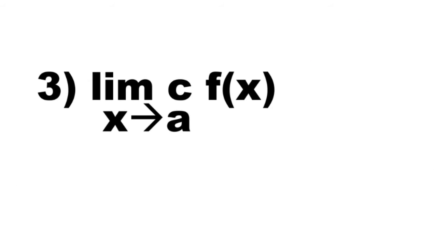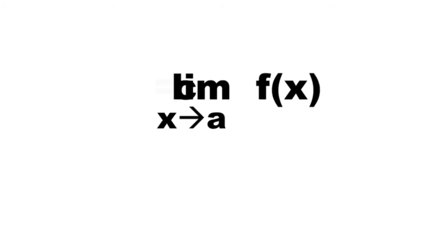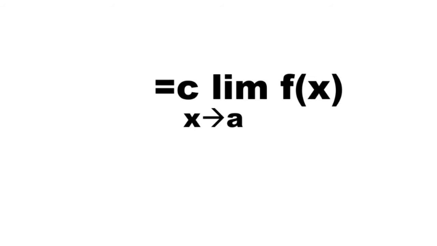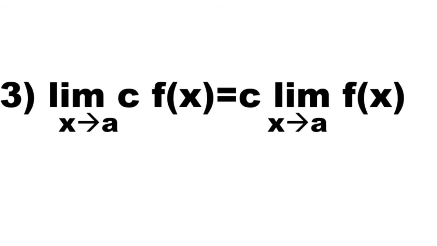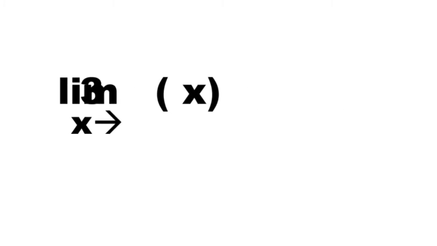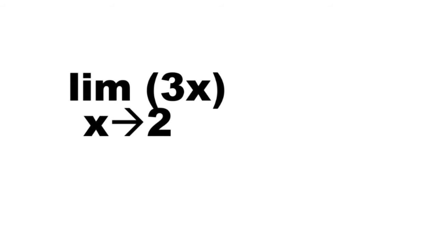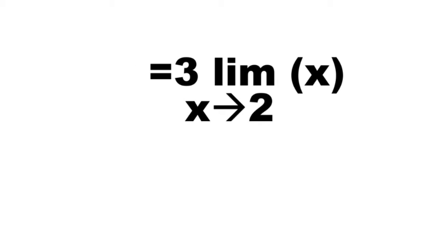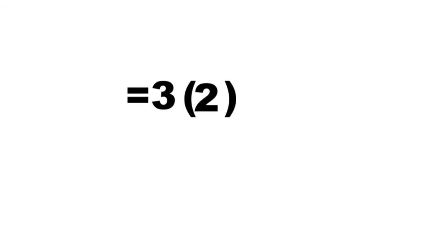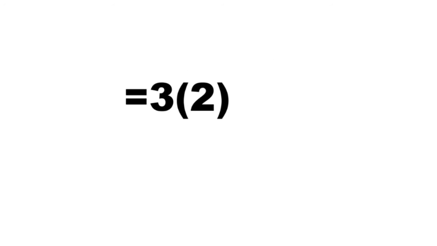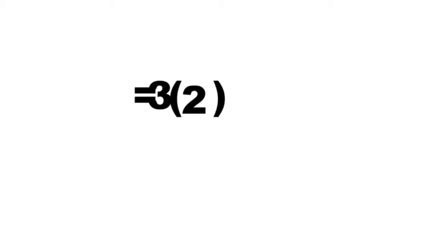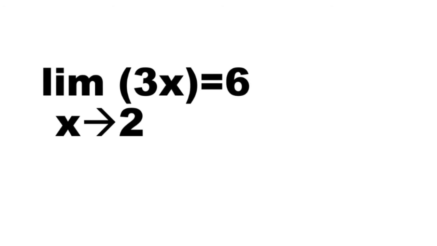The third theorem is the limit of a constant c times a function of x is equal to c times the limit of x as x approaches a. Example: the limit of 3x as x approaches 2 is equal to 3 times the limit of x as x approaches 2. The limit of x as x approaches 2 is 2, so 3 times 2. So the limit of 3x as x approaches 2 is 6.